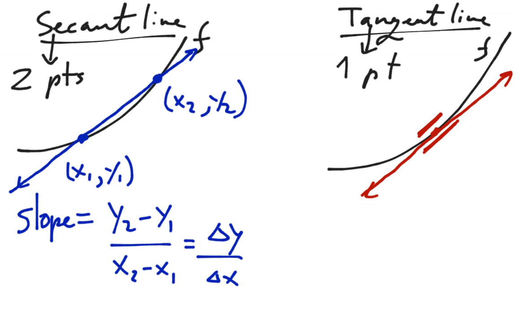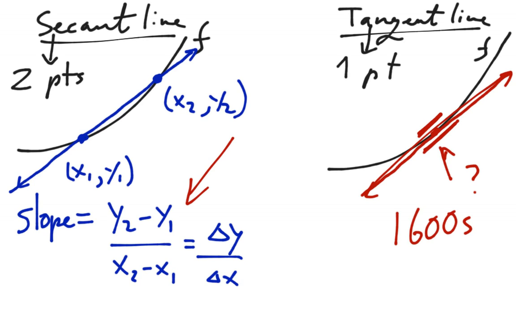Now, to figure out the slope of the tangent line using only 1 point, this is a really big question, and it's not easy. It took people thousands of years to figure out how to do this. This sort of stuff is what the ancient Greeks were doing, but it took until about the 1600s to figure out how to find the slope of a tangent line touching a function at 1 point. Here's how to do it.